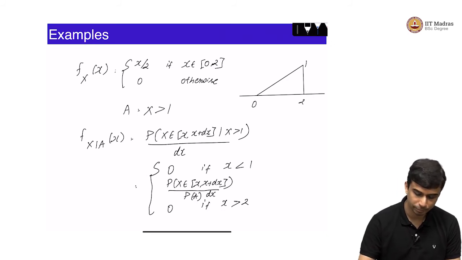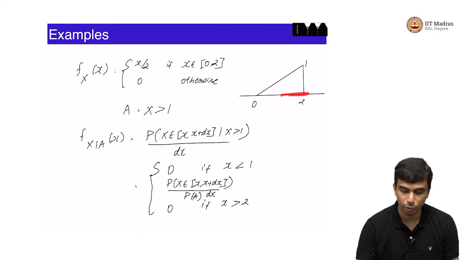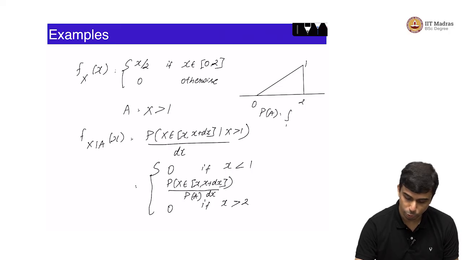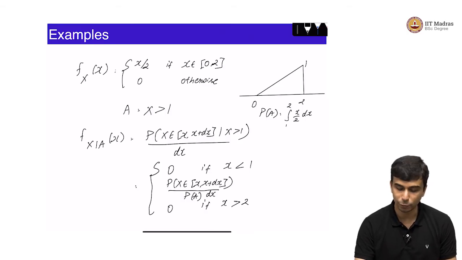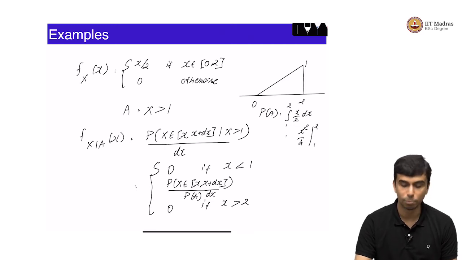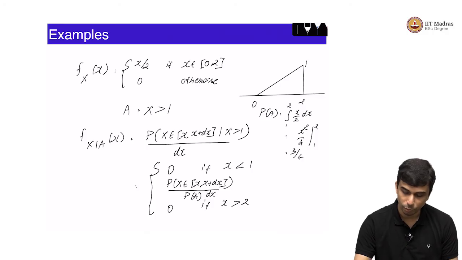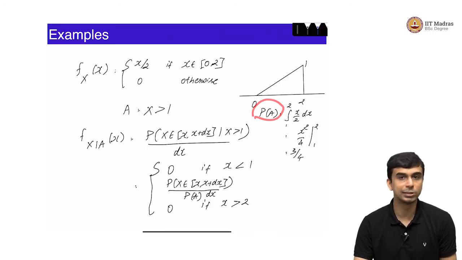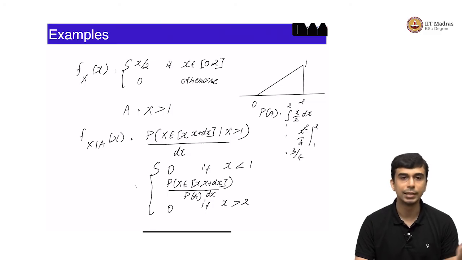What is the probability of A? The probability of A would simply be the probability that x is greater than 1. Well, that is exactly equal to the area under this curve, right. So, the probability of A is simply equal to the integral from 1 to 2 of x by 2 dx, which is x squared by 4 between 1 and 2, which is equal to 1 minus 1 by 4, which is 3 by 4. What this says is that a priori the probability of A happening is 3 by 4, a 75% chance that x is greater than 1.